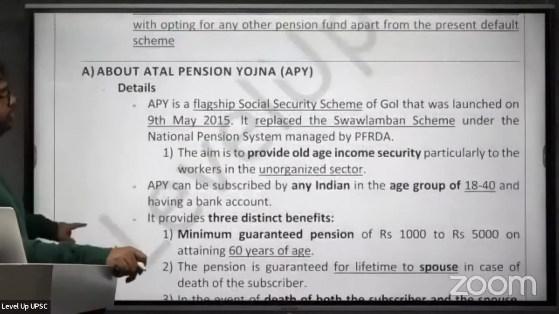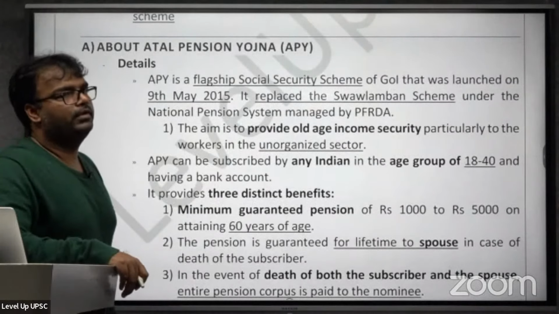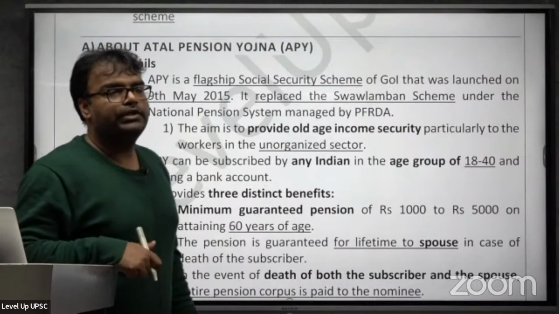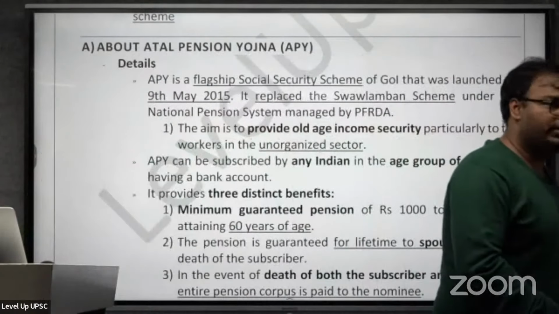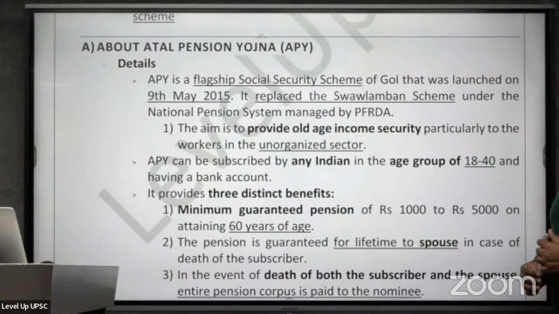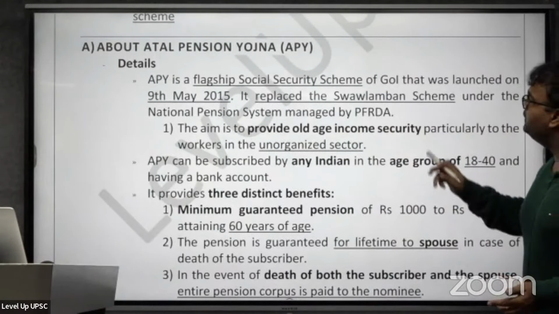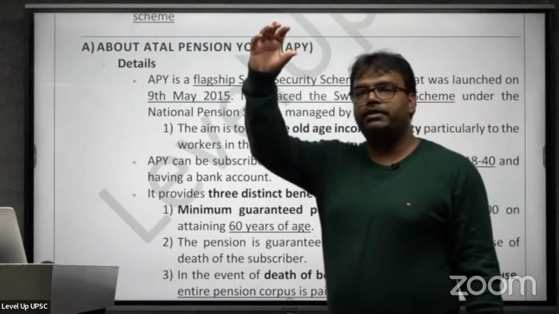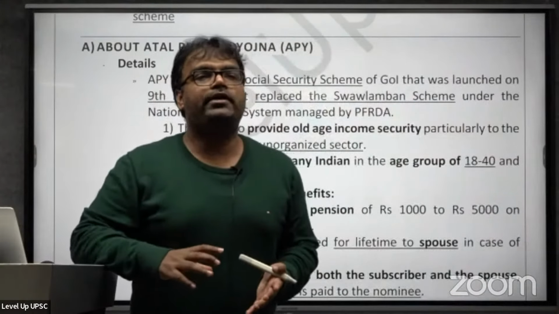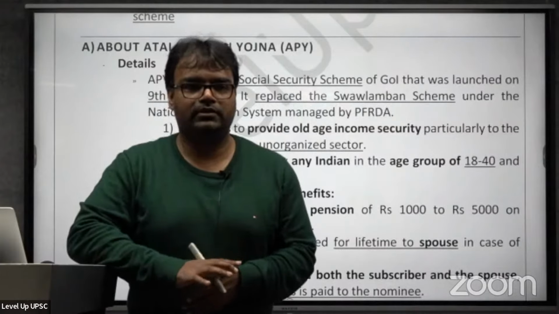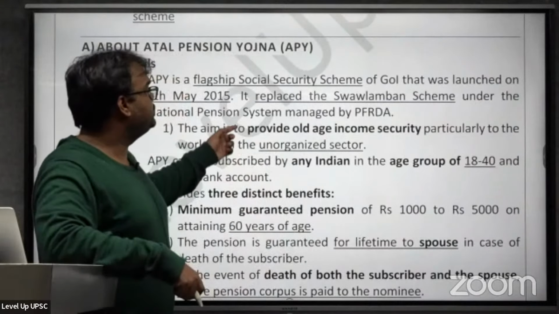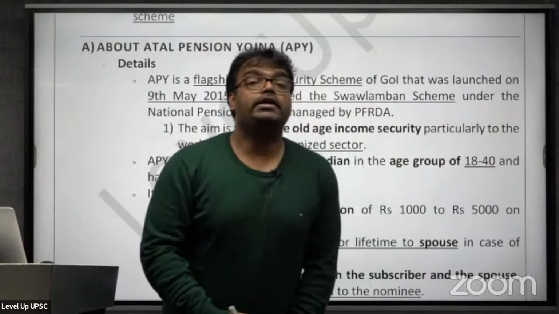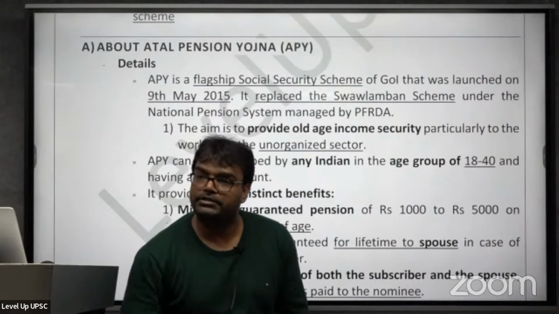Atal Pension Yojana. Atal Pension Yojana is an initiative which was launched by the government in 2015 and was focused more on the poorer section of society. Under this, Atal Pension Yojana has replaced the Swavlamban scheme of the National Pension System. Under the National Pension System, there were different schemes of the state government and the central government, and one for poor people was the Swavlamban scheme. That Swavlamban scheme has been replaced by Atal Pension Yojana. So what was the Swavlamban scheme and why did it need to be replaced by Atal Pension Yojana?